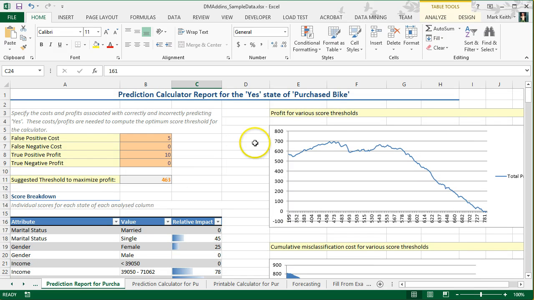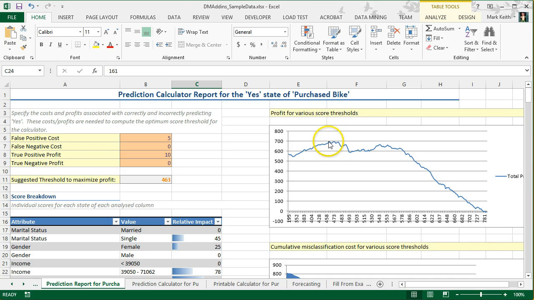Over here, we get the potential profit if we were to use various thresholds. So if we use 195 as our threshold, that means we're going after more and more people because it's easy to meet a threshold of 195. This would be our profit after accounting for both the cost of false positives as well as the profit of true positives. That's eventually going to go up and up as we get closer to this suggested threshold, which is going to be the maximum point in our graph, which is either that point or that point, I can't quite tell.